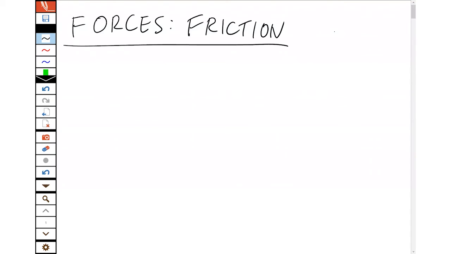Friction is why we're not living in a constant non-stop pinball universe of everything bouncing off each other. So that's pretty good. Why do we need it?